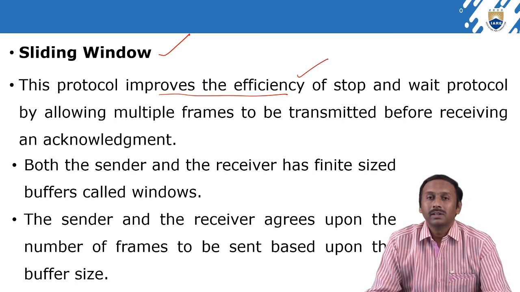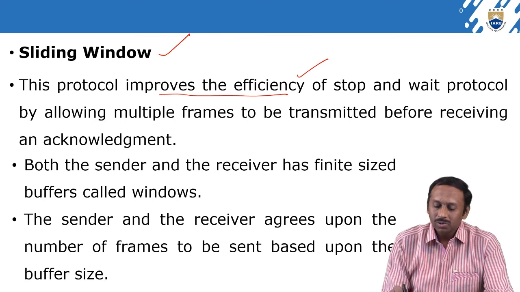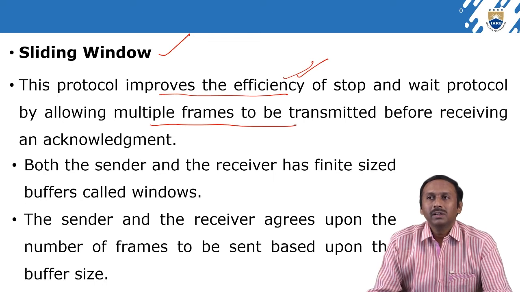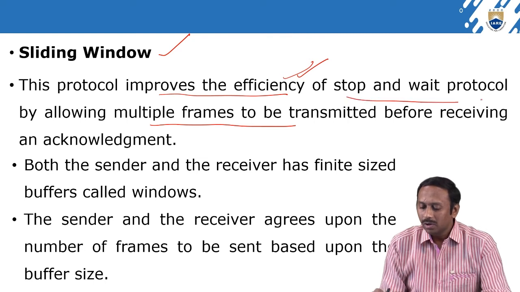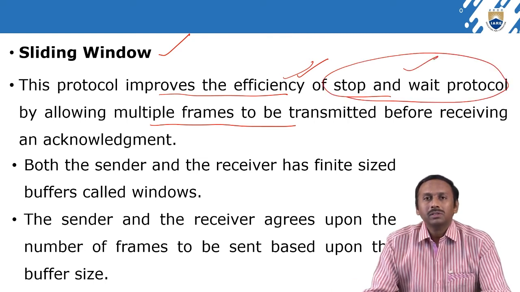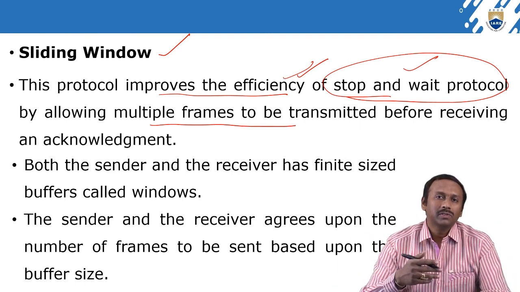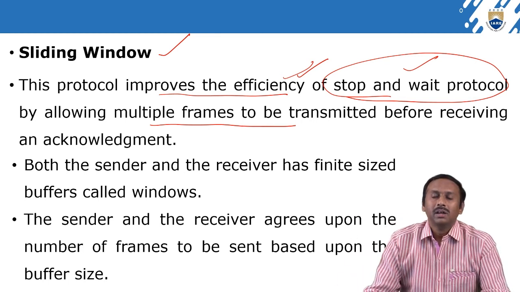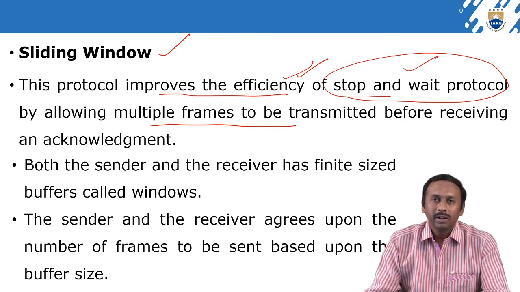So just now we have discussed what is stop and wait protocol, isn't it? It just tries to improve the efficiency of stop and wait protocol by allowing multiple frames to be transmitted before receiving an acknowledgement. In stop and wait protocol, what we have discussed so far: first of all, the sender will send a frame, then the receiver will send an acknowledgement for the received frame. Again, the sender is waiting for that acknowledgement, isn't it? Only after receiving the acknowledgement is the sender going to send another frame, isn't it?